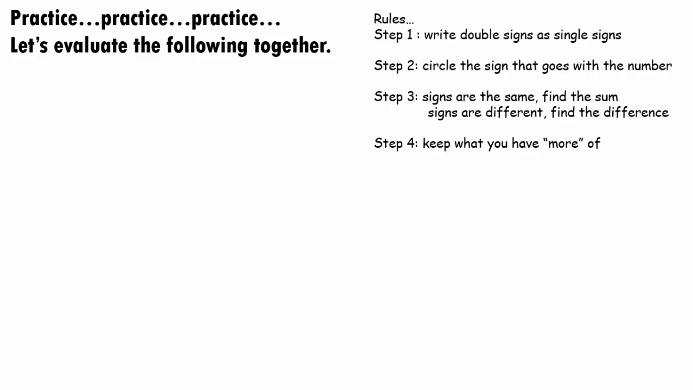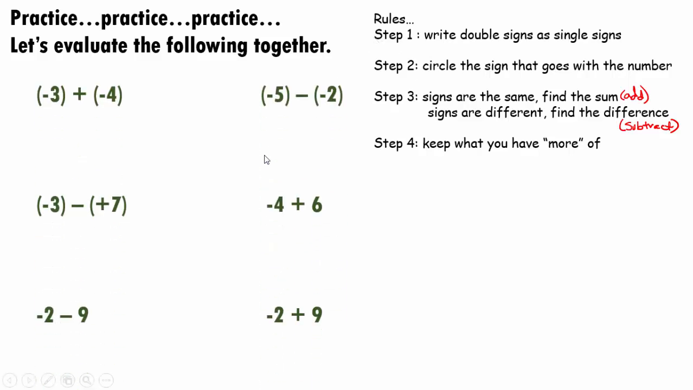So we're going to do a lot of practicing here. We're going to evaluate several of the following together. We're going to write all double signs as single signs. Then we're going to circle the sign that goes with the number. If the signs are the same, we're going to find the sum, which means we'll add them. If the signs are different, we'll find the difference, which means we'll subtract the 2 numbers. And when we add and subtract, we ignore those signs. And then we end up keeping what we have more of. So let's go ahead and take a look.